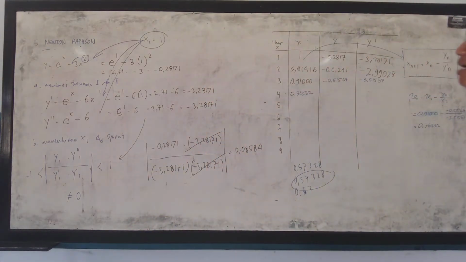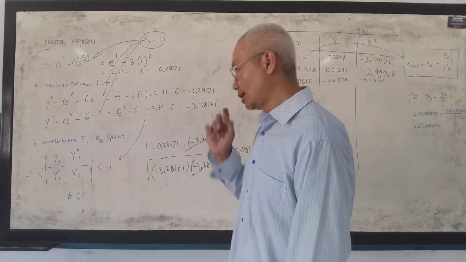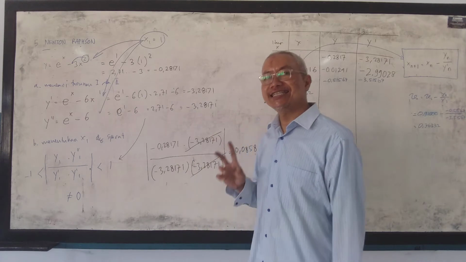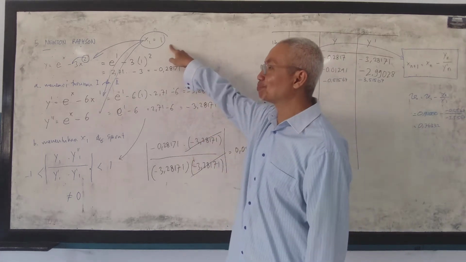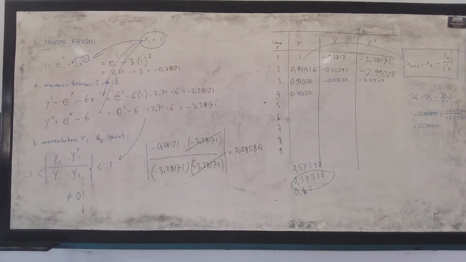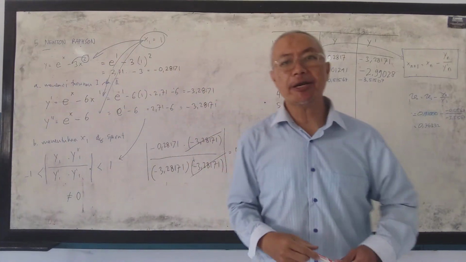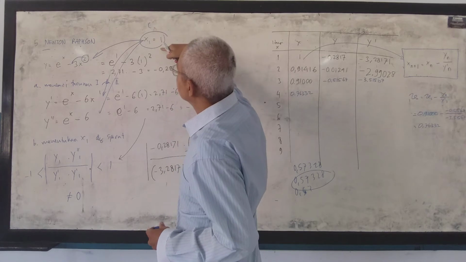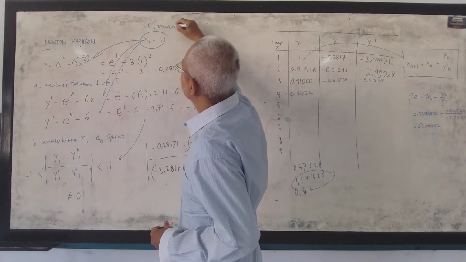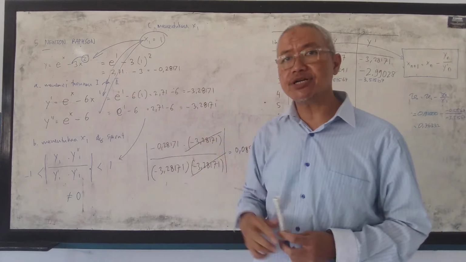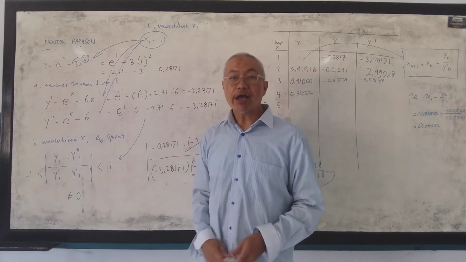The next step is to choose x1. How much x1 is, is up to you, as long as it meets the requirements. I use x1 equals 1. You can use any number as long as it meets the requirements.